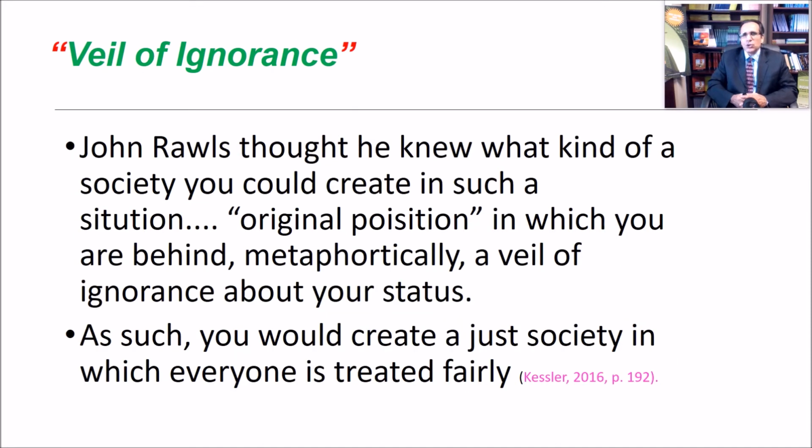John Rawls thought he knew what kind of a society you could create in such a situation under the veil of ignorance. He called it the original position, in which you are behind this metaphorical veil of ignorance about your status, not knowing what your status will be in the future. Therefore, you would create a just society in which everyone is treated fairly. So again, it goes back to the idea of doing unto others as you would have them do unto you.